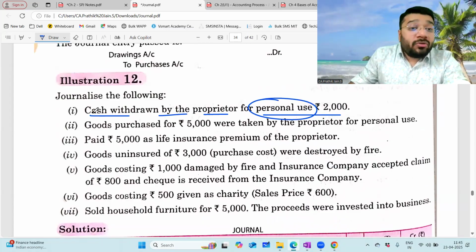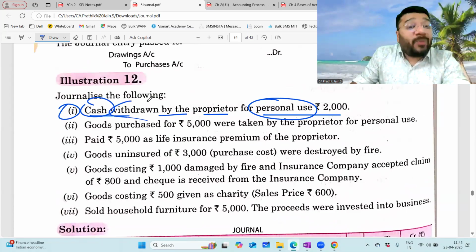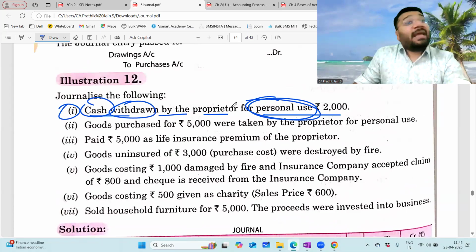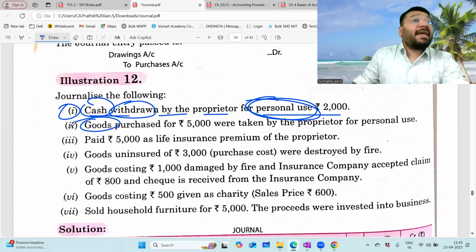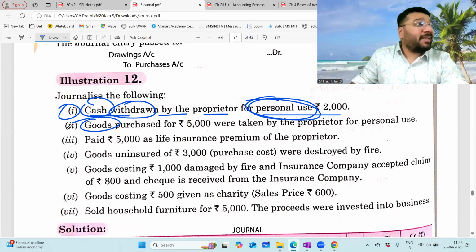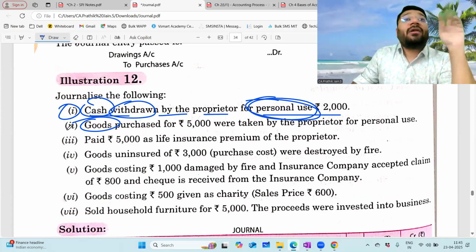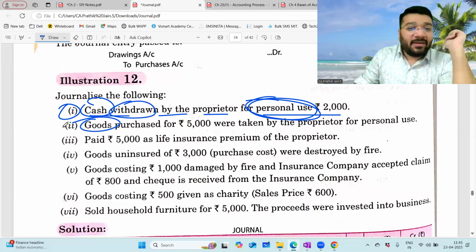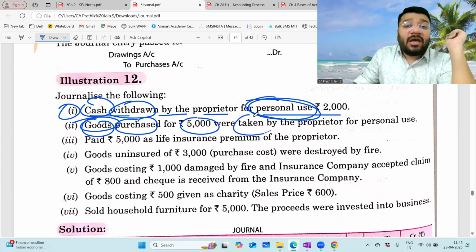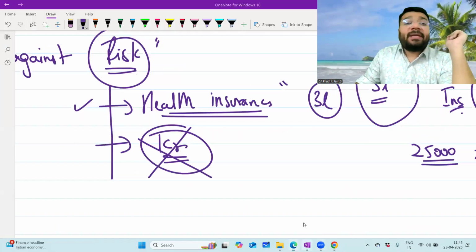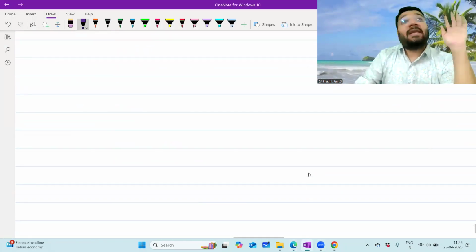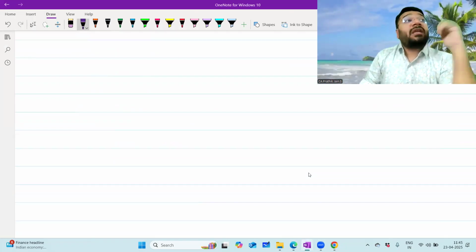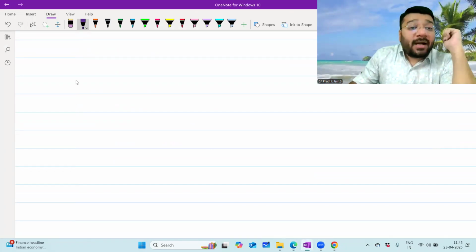Now, the first point says cash withdrawn for personal use. Like that, can I withdraw goods also? Yes. Can I withdraw an asset also? Yes. These three could be withdrawn: cash, goods, and other assets, meaning assets other than cash and goods. So here, goods purchased for 5,000, originally purchased for 5,000, were taken by the owner for personal use. When the goods were purchased originally, you recorded the 5,000 in which account? Purchase account. What is the entry?